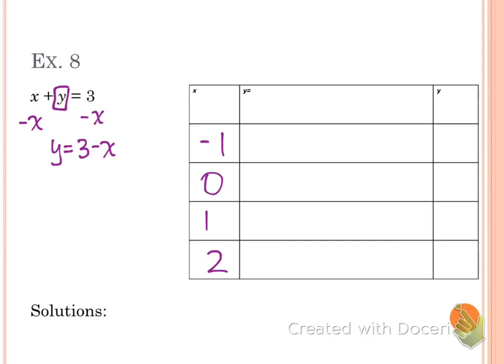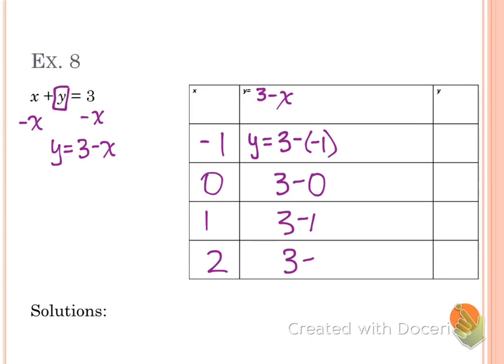So this box in the middle here says y equals. We got that y equals 3 minus x. So when we go down this table, we're going to plug in our x value. So here, this is going to be y equals 3 minus negative 1. You don't have to put the y equals on this part. 3 minus 0. 3 minus 1. 3 minus 2. And then finally, we have to fill in our y column, which is what we get when we evaluate these.